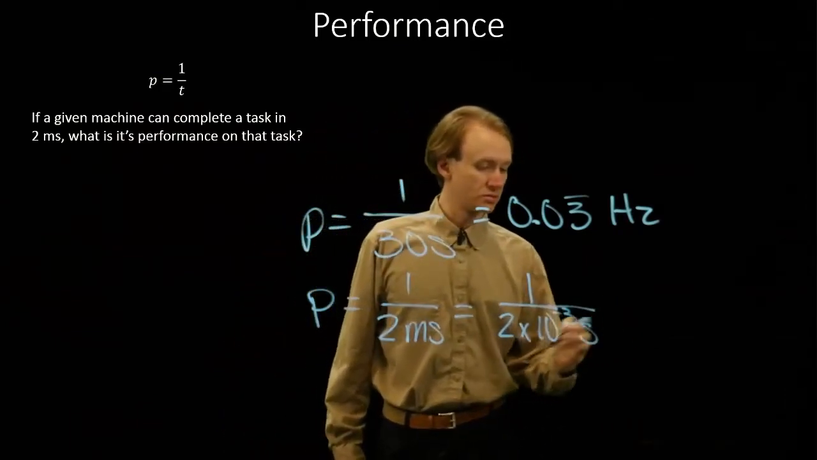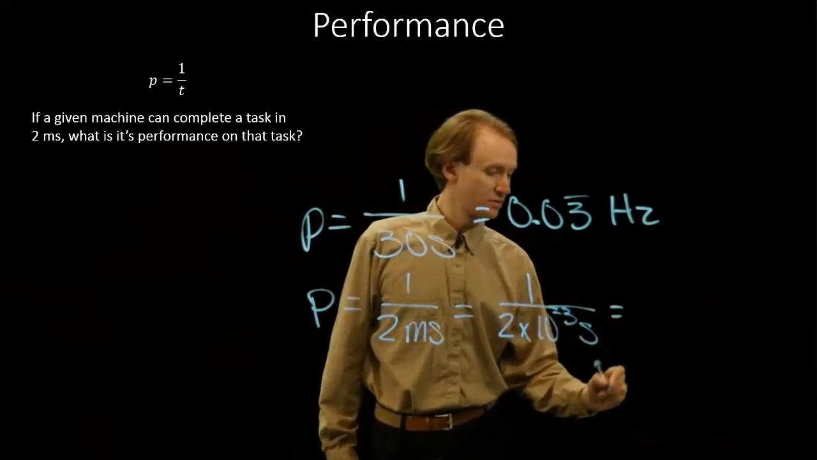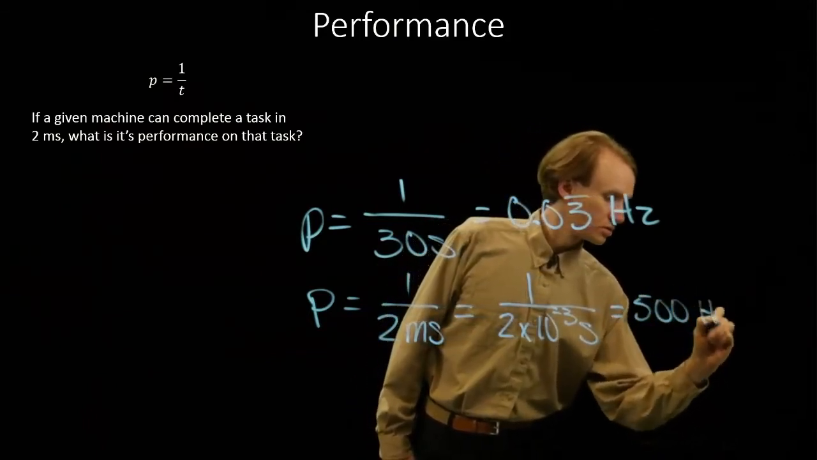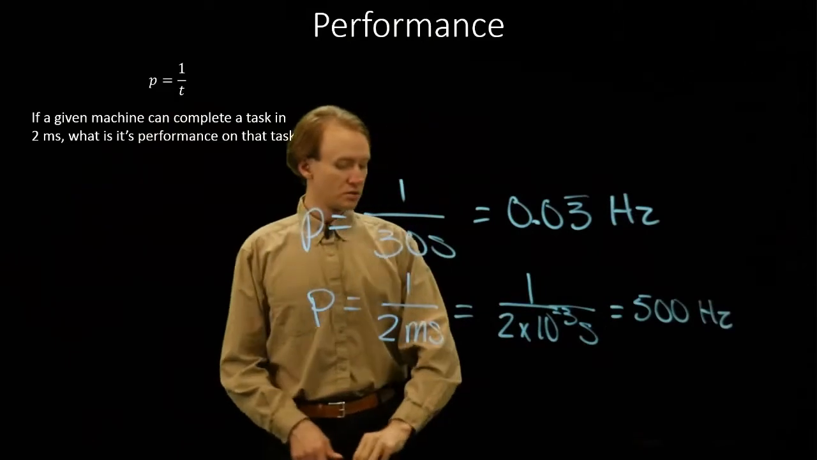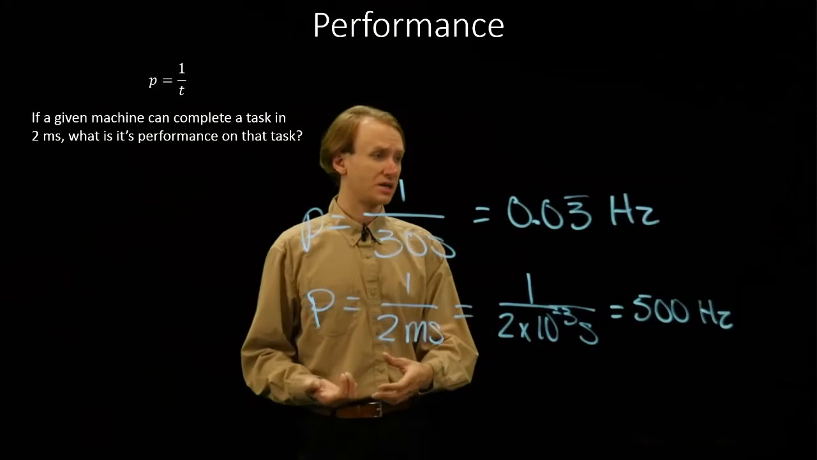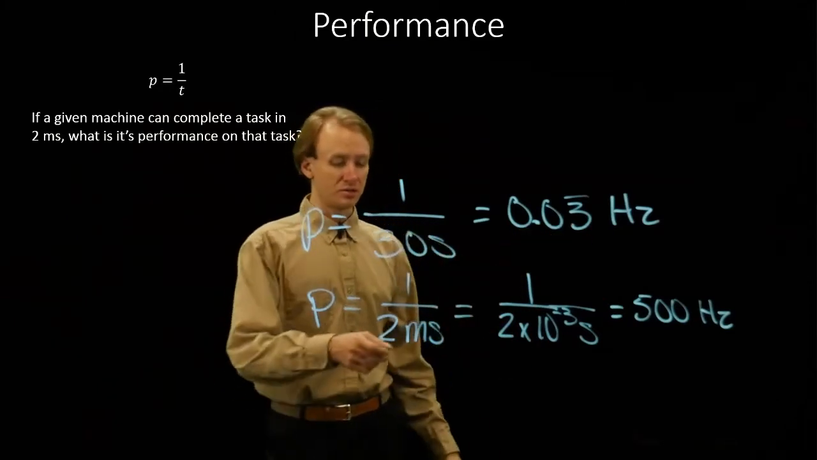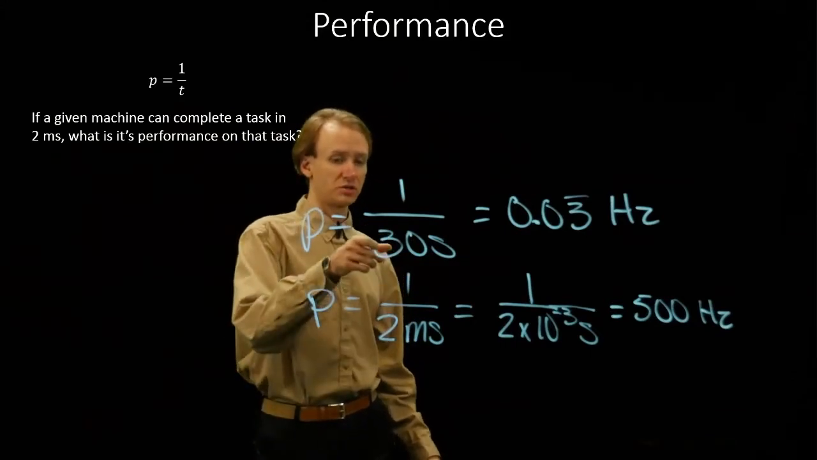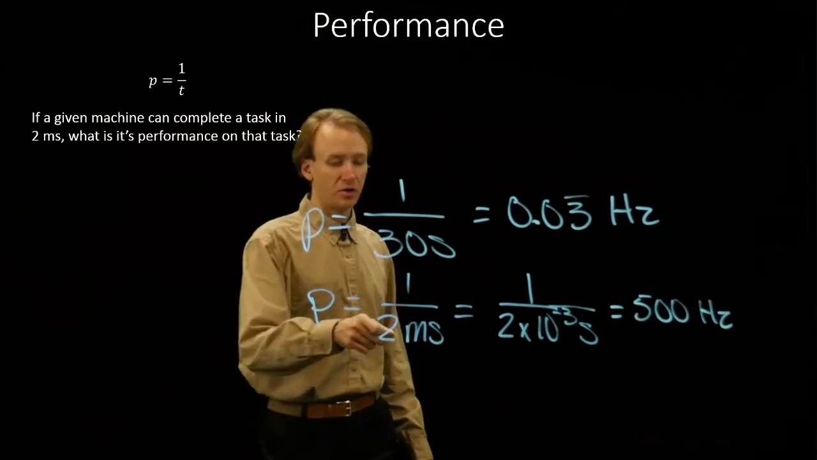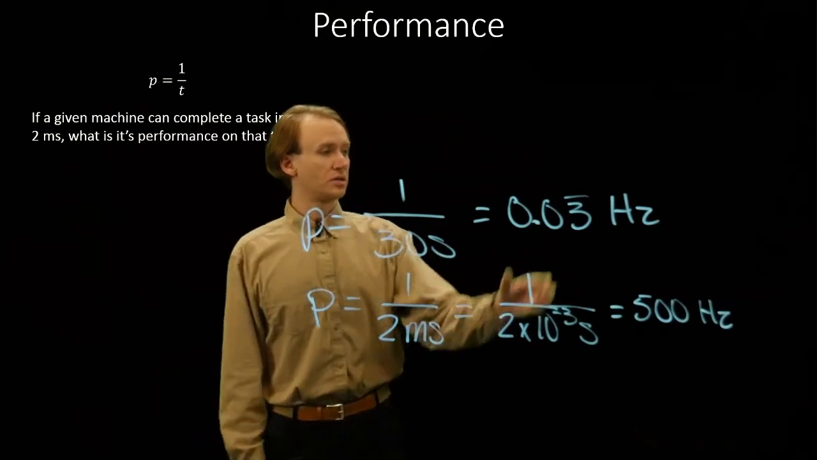So that's 0.5 × 10³, or 500 hertz. So this time it's telling me I can complete 500 of this task every second, which is obviously much more than in the previous example, because 2 milliseconds is obviously much, much smaller than 30 seconds. So this one takes far less time to compute than this one, so I can obviously finish far more of them in the same amount of time.